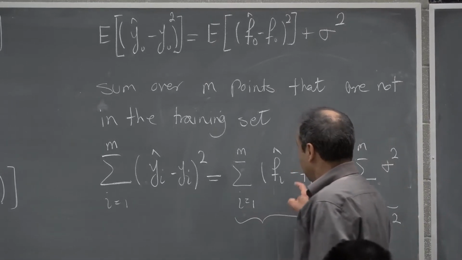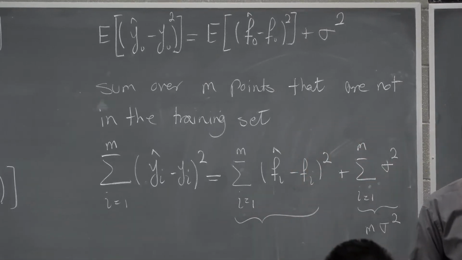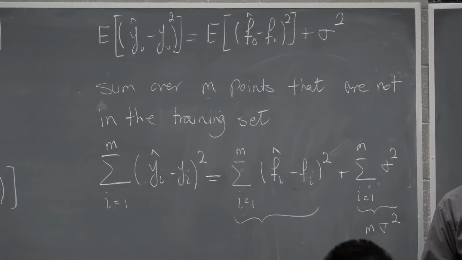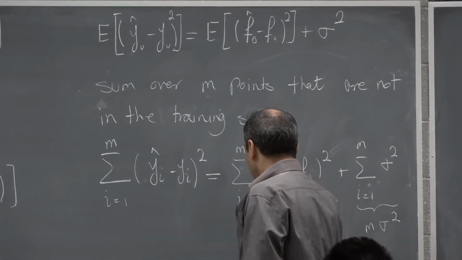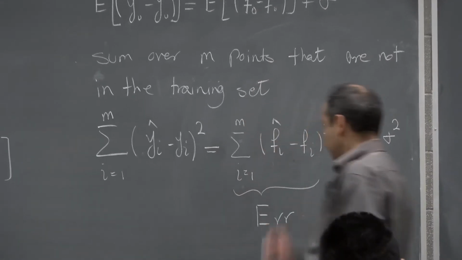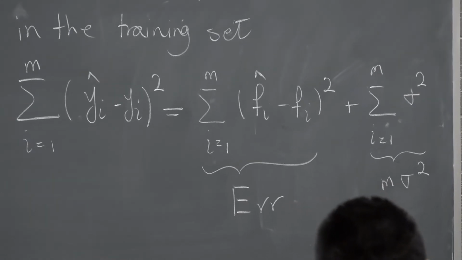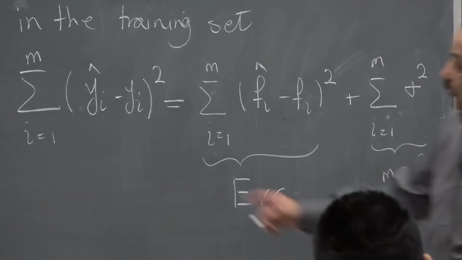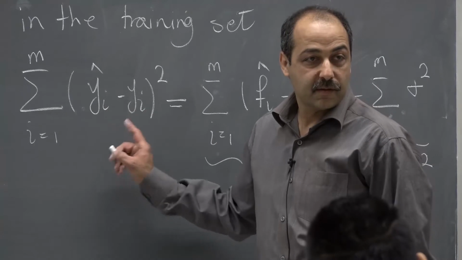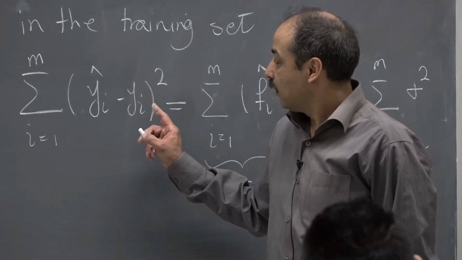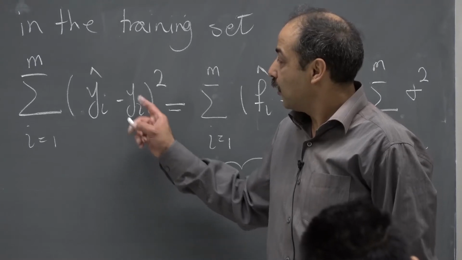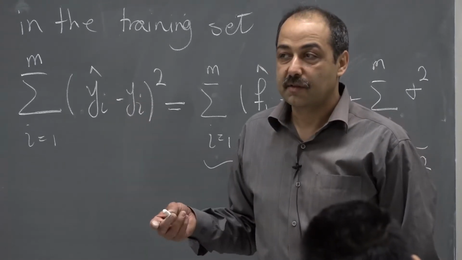This is the error that I was looking for, the distance between the true function and the estimated function. Let me show it by this notation. And this is my empirical error. The error that I can observe is basically the distance between my observation and my estimation.